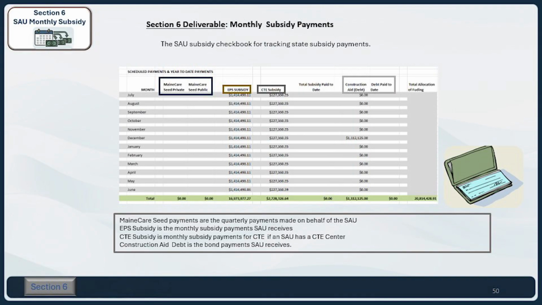So once we have that total allocation amount, the state share has been calculated. Section 6 is what we call your checkbook, and this is the monthly payment that you're going to receive each month. This will change depending on adjustments made. I forgot to mention on the previous slide, MaineCare Seed. MaineCare Seed is not a reduction in your subsidy. MaineCare Seed is a bill that the state is paying on your behalf.